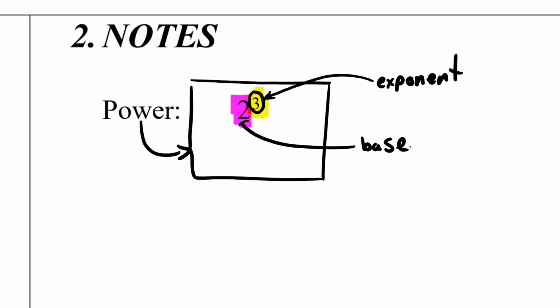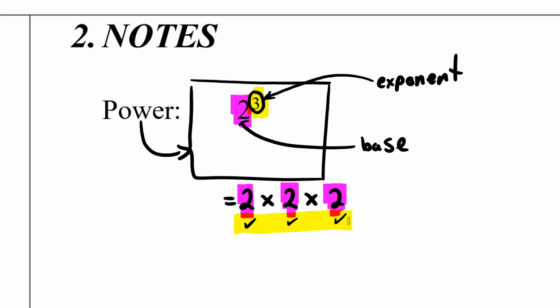So 2 to the power of 3 would be written 2 times 2 times 2. Now the reason why we are writing 2's is because that's what the base is. The base is the thing that's repeated. But it is repeated 1, 2, 3 times, which is the same thing as our exponent. So the base is the thing that gets repeated, and the number of times is that exponent.